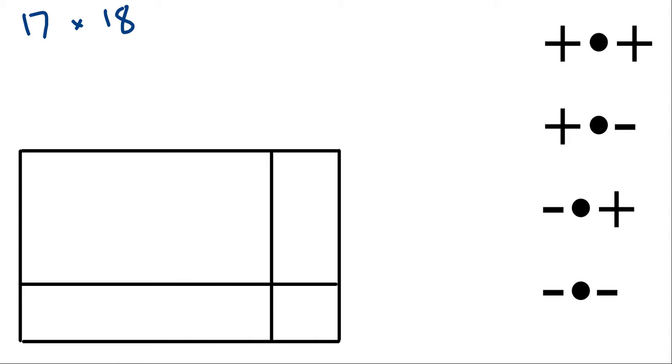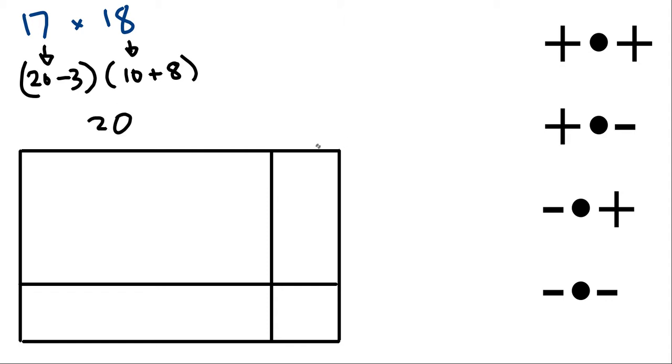Okay, so we're going to make this one a negative, so this could be 20 take away 3. And this one could be simply back again to 10 plus 8. We can make it any number if we want. We're just trying to get some ideas out of this. So 20 take away 3, and we have 10 plus 8.